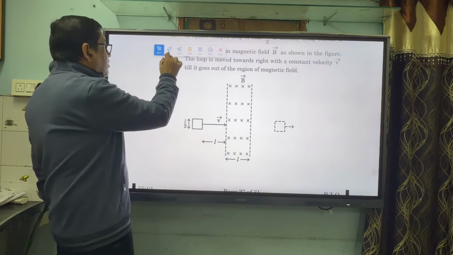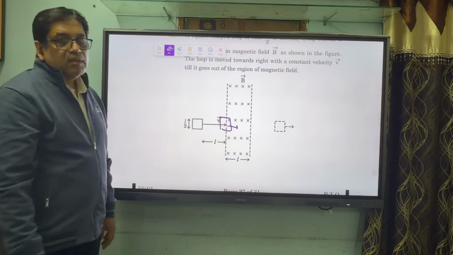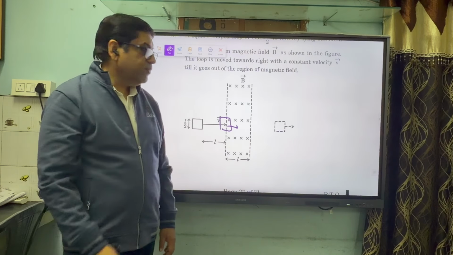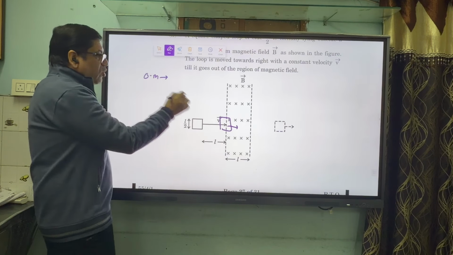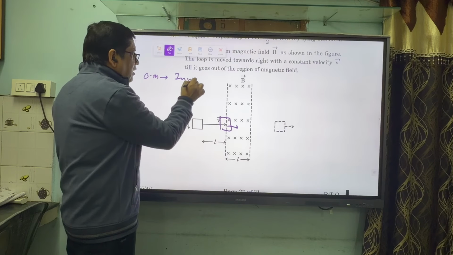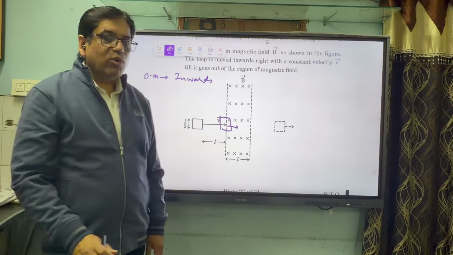So when it is entering, this is a Lenz's law based question. What is the direction of the original magnetic field? Cross means it is inwards. Lenz's law के जो questions होते हैं direction of current बताने वाले, इसमें 4 steps होते हैं हमेशा.